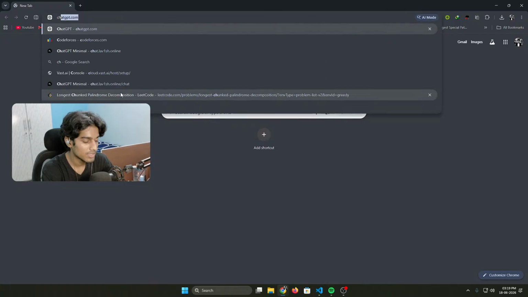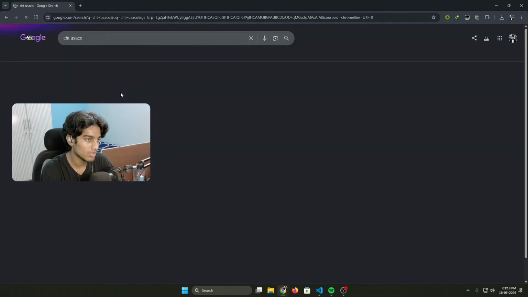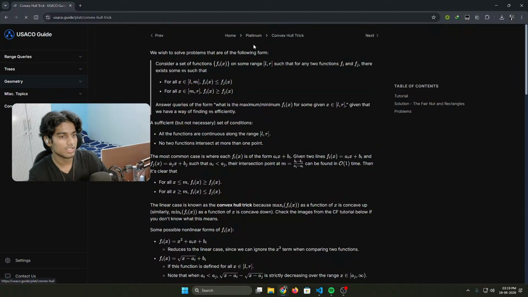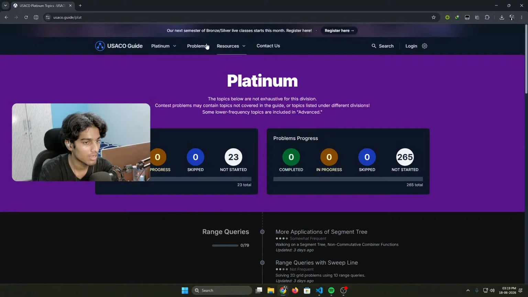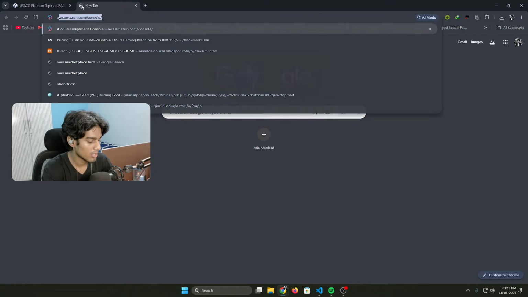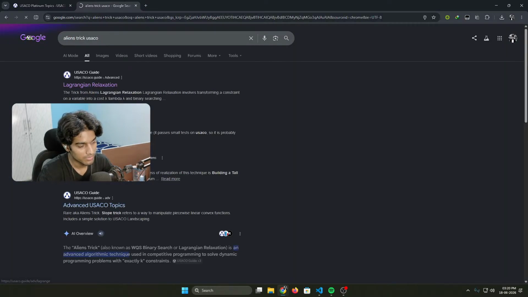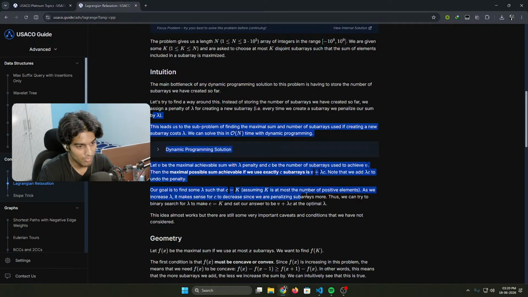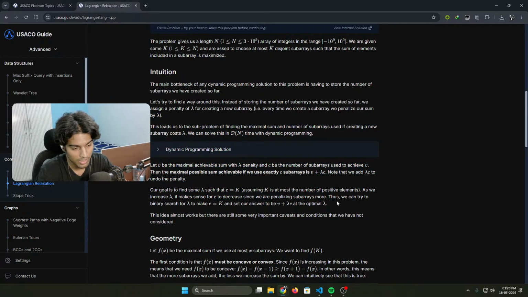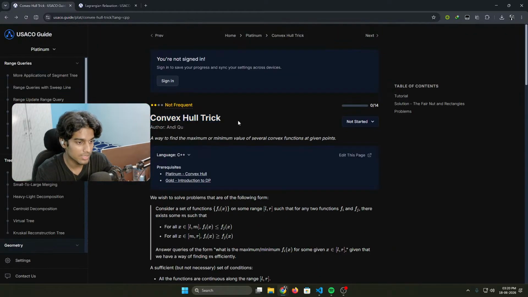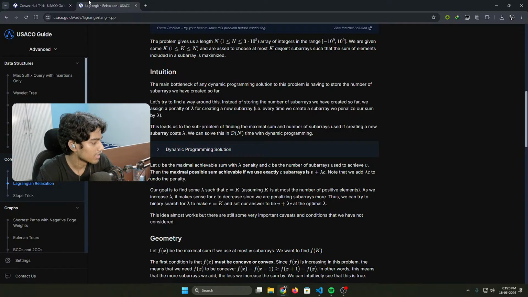So let's quickly start with CST. Let's go to the USAPO guide. It's under platinum. And what about the aliens trick? I was reading about the aliens trick, but I think it's good to first know what CST is and how it works. Then we can go and learn.